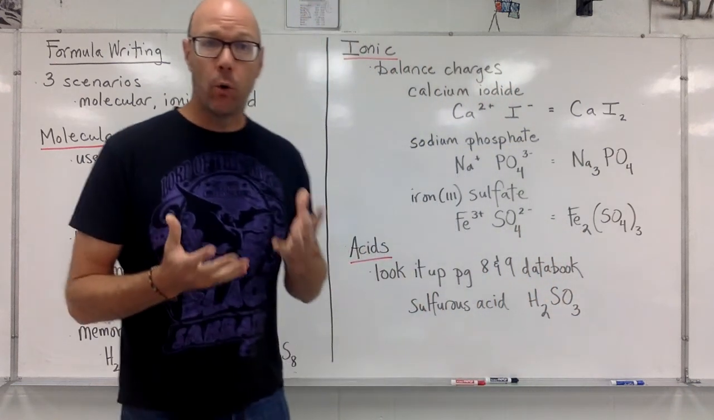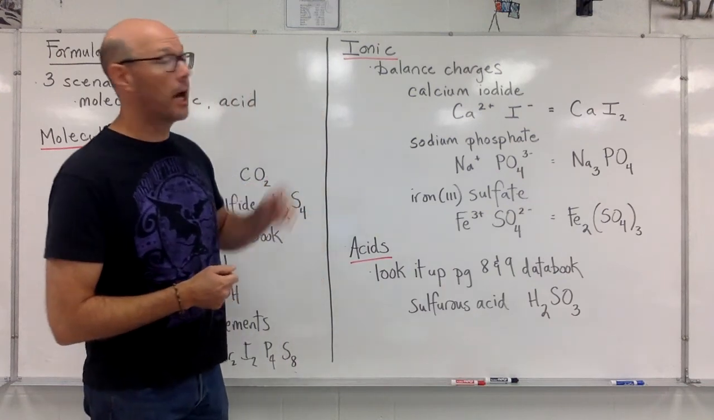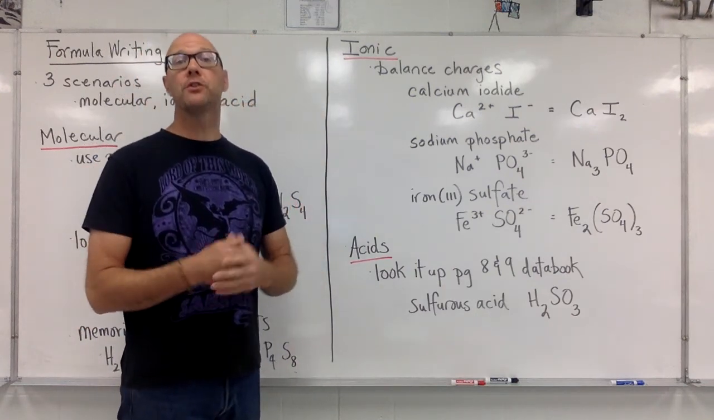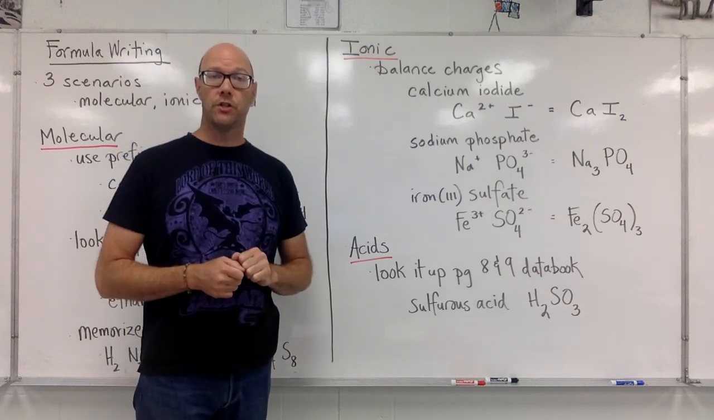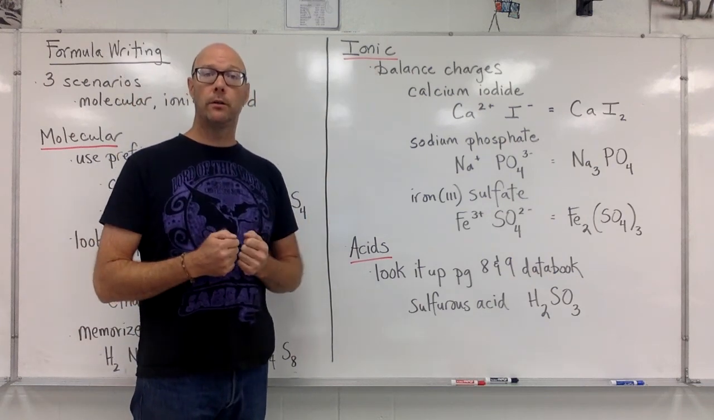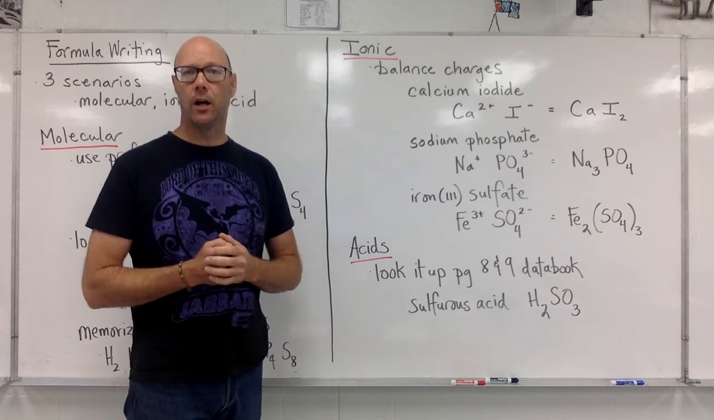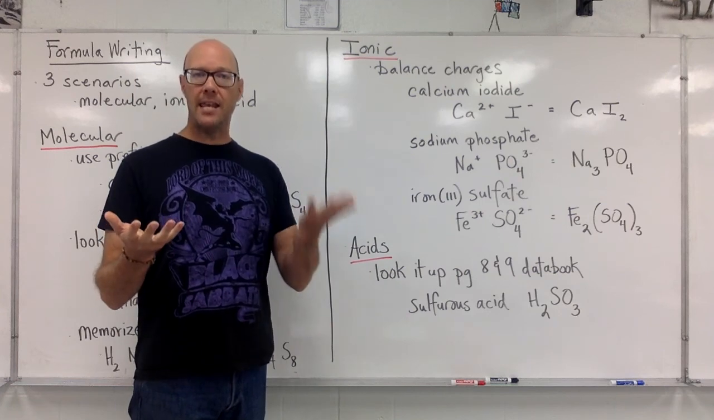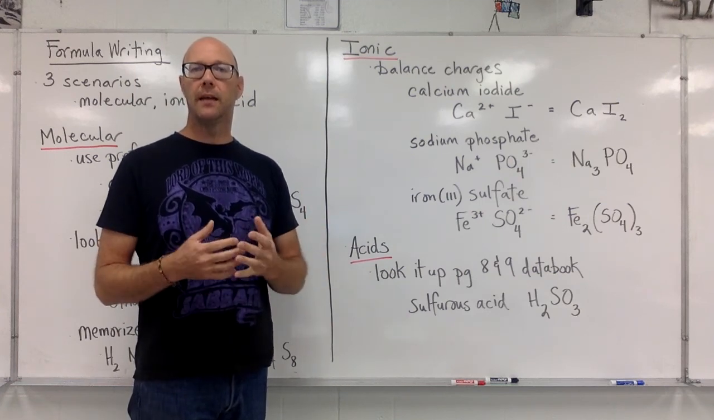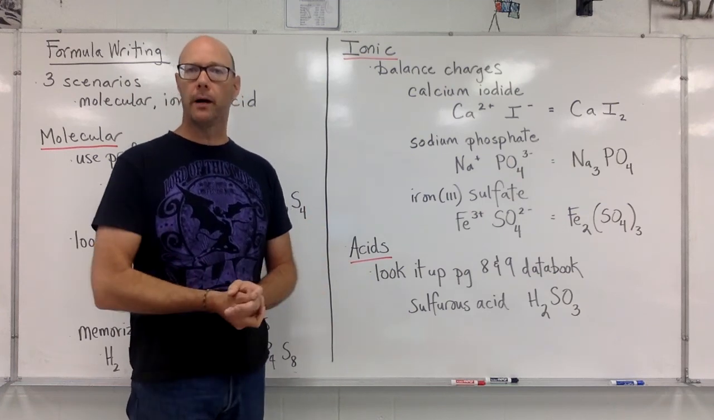The second category of chemical that we might encounter is an ionic one. This is much more common for us throughout the scope of the course. Here, we're going to balance the charges. This is where we have a metal and a nonmetal, an anion and a cation. We're going to balance the charges. The total number of positives and negatives have to cancel out to give us a neutral ionic compound.